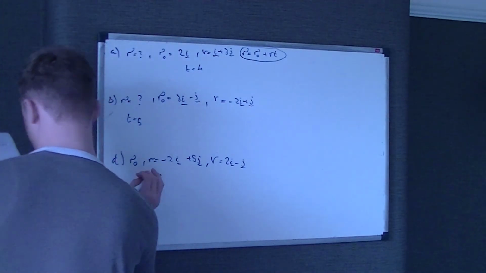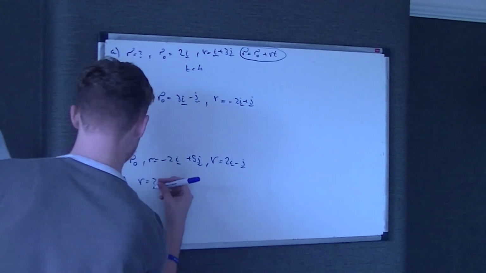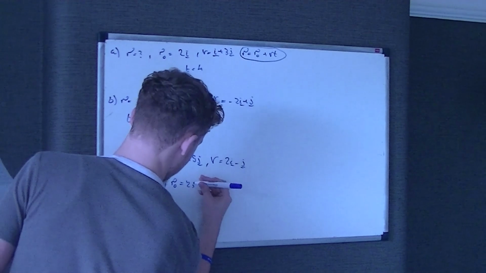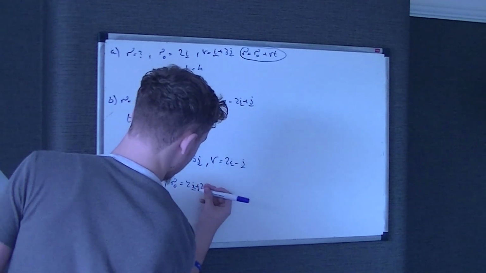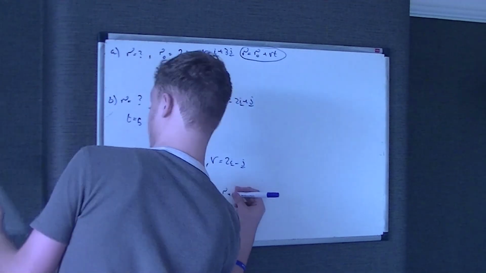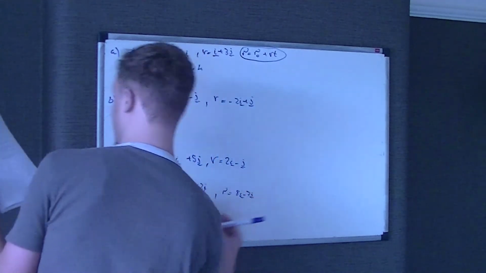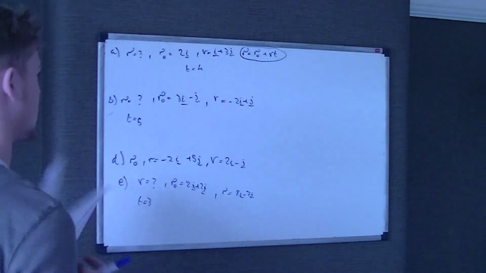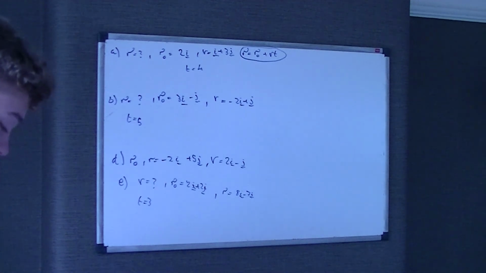E. We want to know what V is. R0 is 2i plus 2j. R is equal to 8i minus 7j. And T is equal to 3. Okay, so that's quite nice, I'm not giving you too much information there.